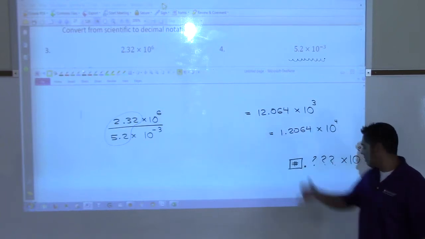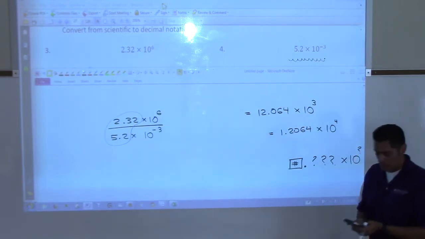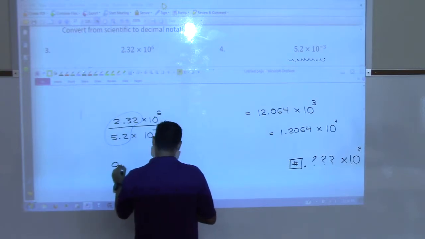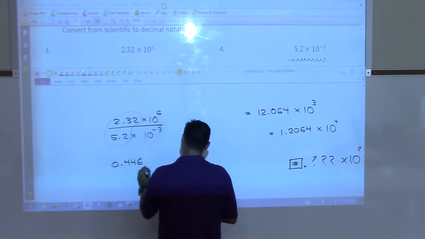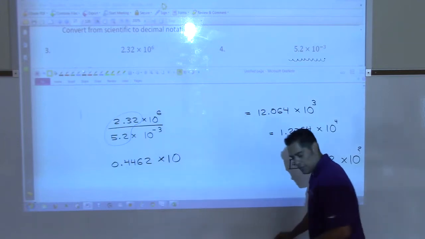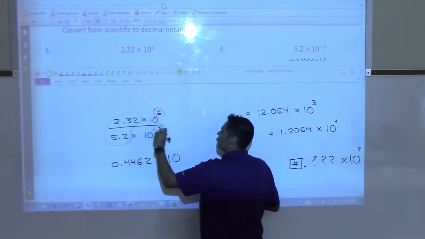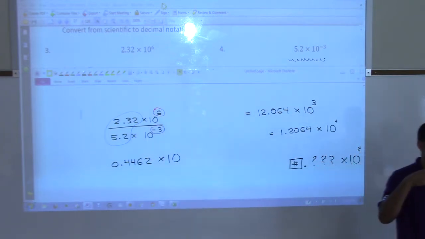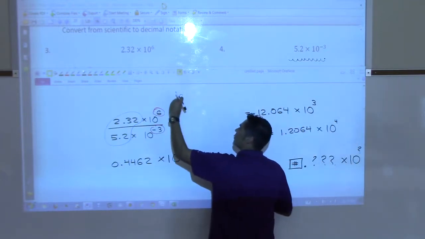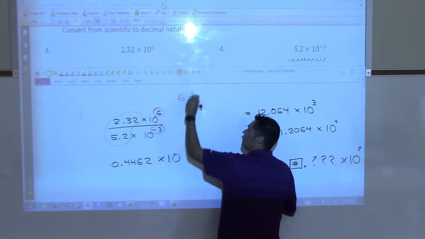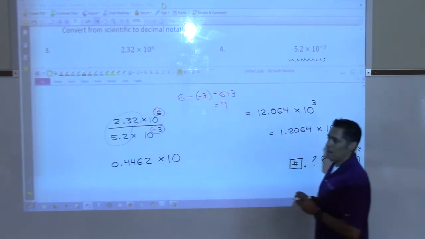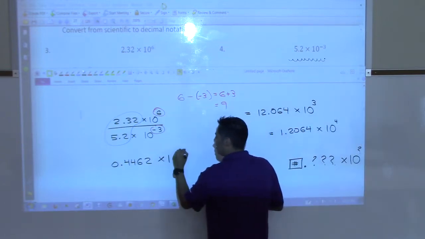We multiplied them, right? So here we want to divide, so we get on our calculator and we divide. 2.32 divided by 5.2. And that gives me 0.446. I'm just going to stop at the next one. I'm going to round it. 0.4462. And then times 10 to what power, though? So how do we deal with these powers? When we were multiplying just a second ago, what did we do with the powers? We added them. So what do you think we're going to do if we're dividing? Subtract. So you actually have to take 6 and subtract from it what? Negative 3. And 6 minus negative 3 is actually 6 plus 3, which is 9. Right? So this is going to be 10 to the ninth power.